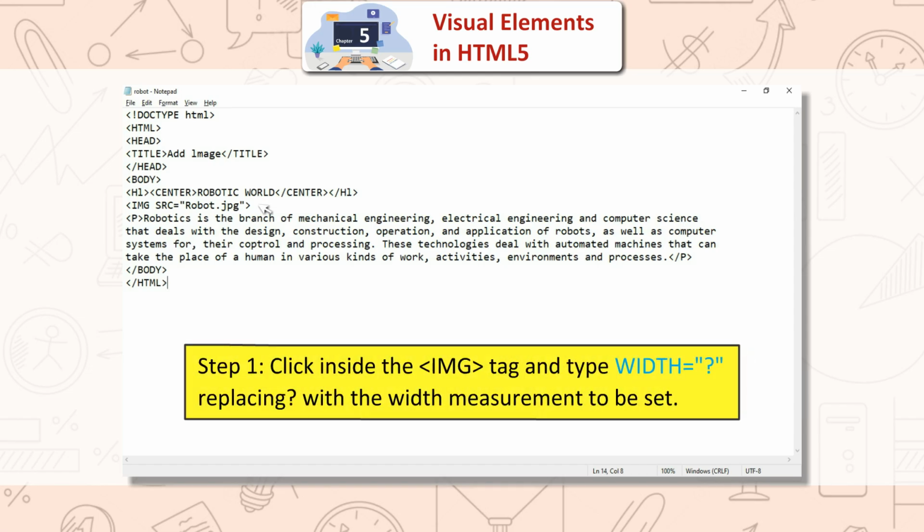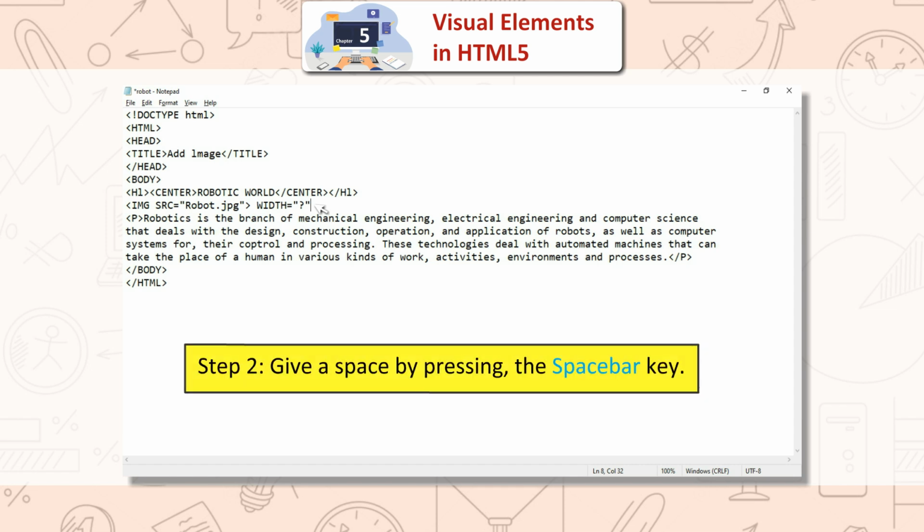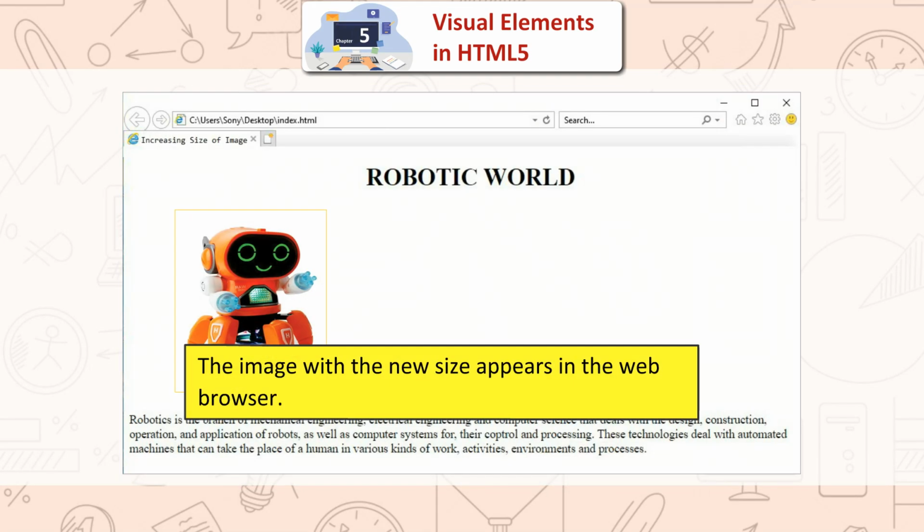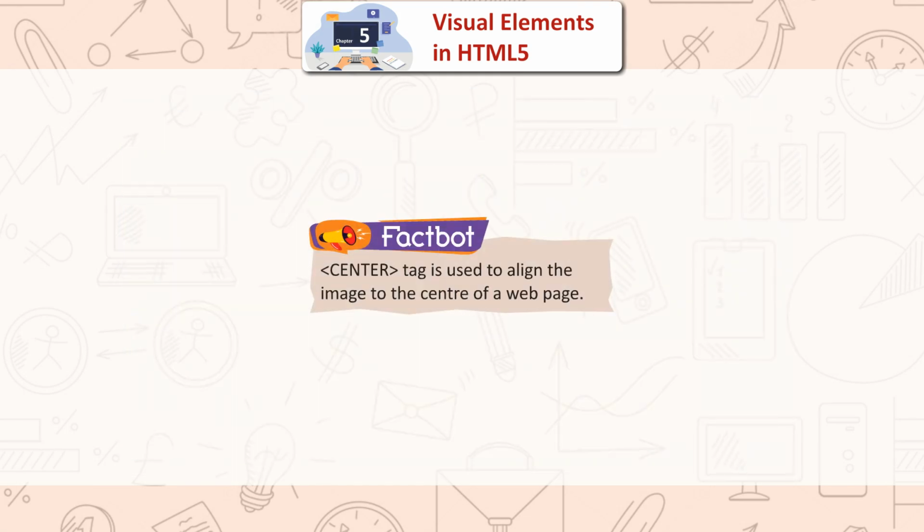Step 1. Click inside the image tag and type width is equal to double quotes question mark, replacing question mark with the width measurement to be set. Step 2. Give a space by pressing the spacebar key. Step 3. Type height is equal to double quotes question mark, replacing question mark with the height measurement to be set. The image with the new size appears in the web browser.